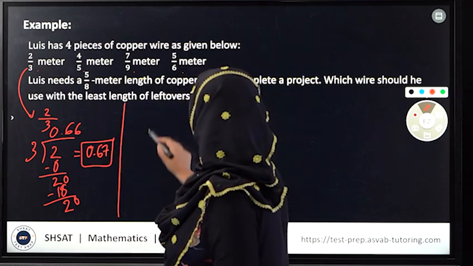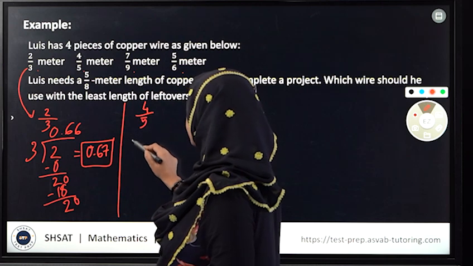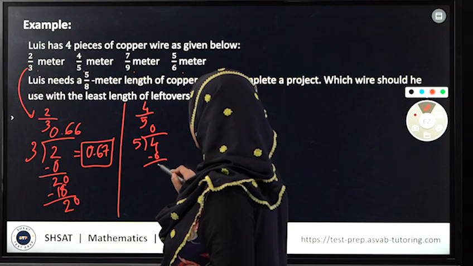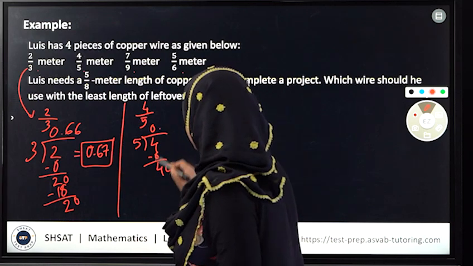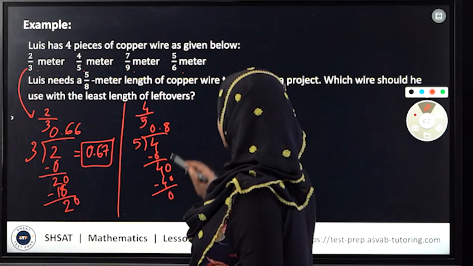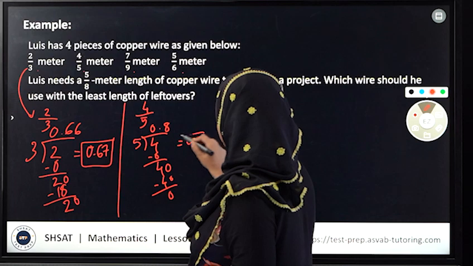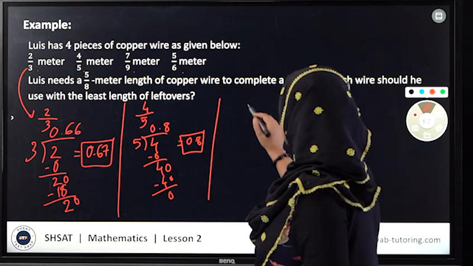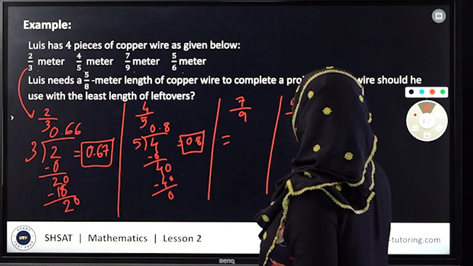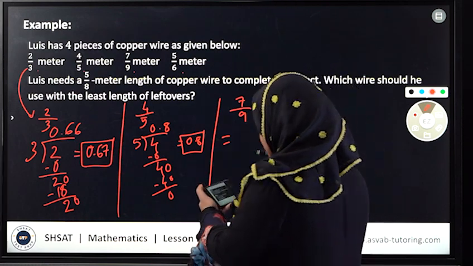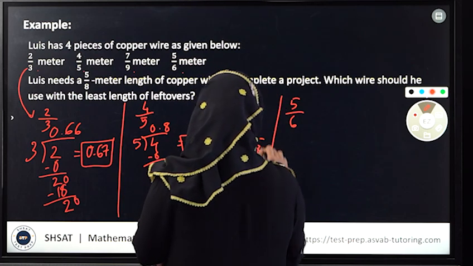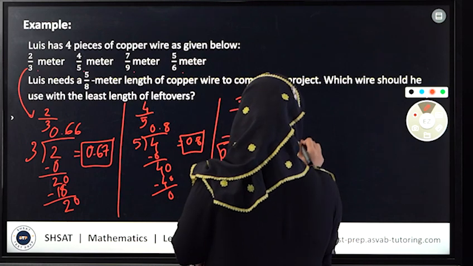Now, you have 4 over 5. Do the same for 4 over 5, okay? So put 5 over here, 4 over here. It's going to be a 0 here. 4 point is going to turn that to 40. So that leaves us with 0.8. Again, 7 over 9. I'm just going to write the final answer down because I hope you do understand the point. So 7 over 9 is going to be 0.778. 5 over 6 is 0.625.